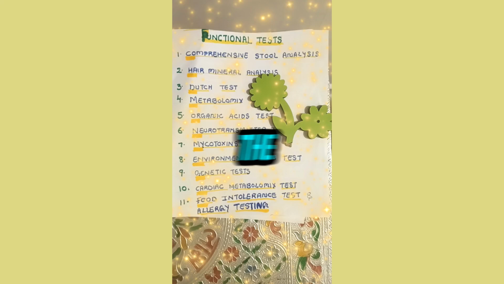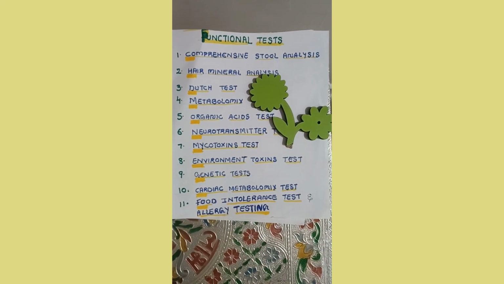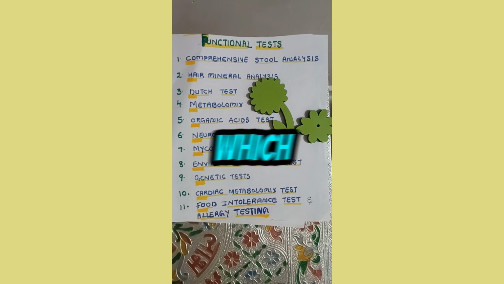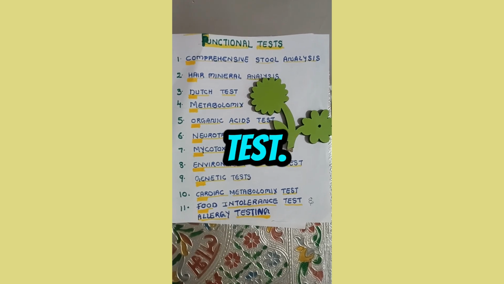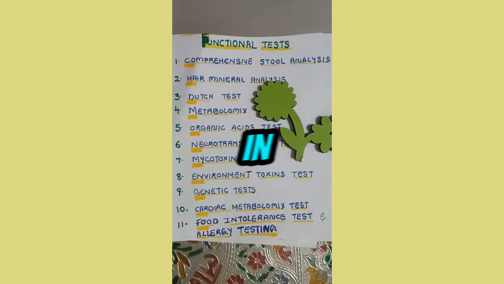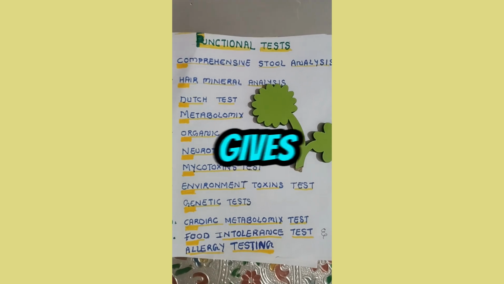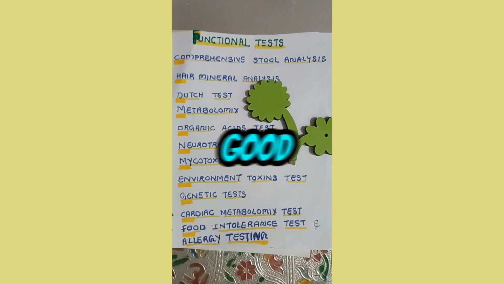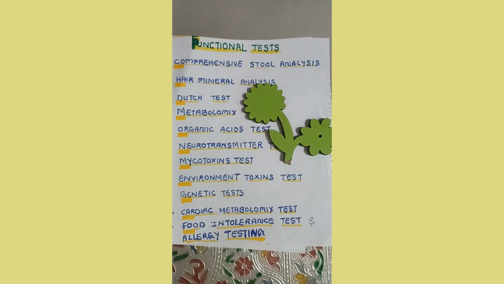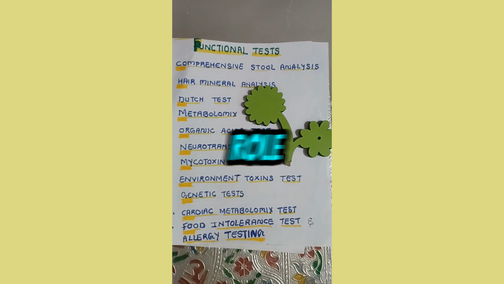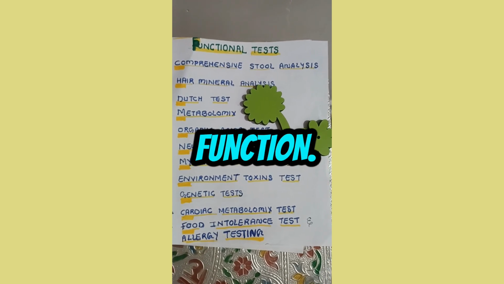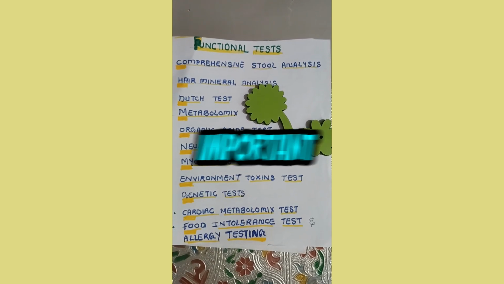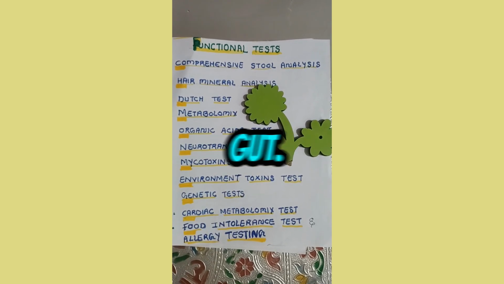To name a few of the tests, comprehensive stool analysis, which is basically a stool test. Trillions of bacteria reside in our colon. This test gives us a detailed report of all the viruses, fungi, the good and the bad bacteria. And the good bacteria which play a major role in digestion, immunity and brain function. We can also check the zonulin levels, which is a very important marker for leaky gut.